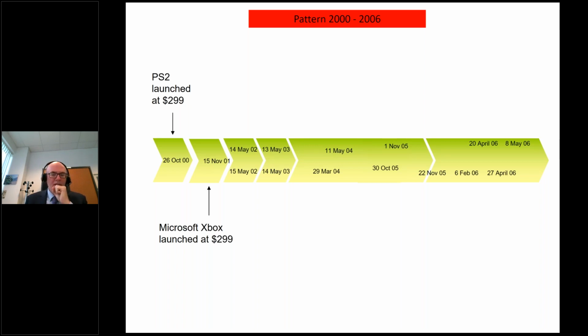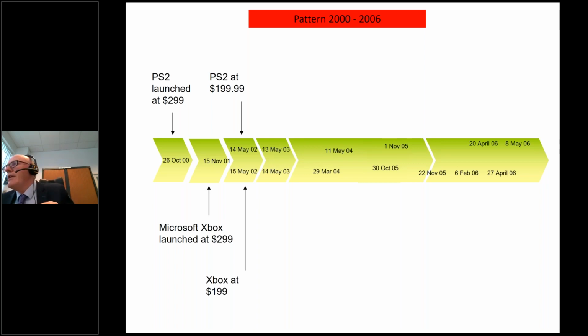Now, on the 14th of May 2000, Sony had an action. It was a price action, and their price action was to reduce the price from $299 to $199.99 US. Okay, the very next day, Microsoft responded with a reaction. Okay, and the reaction there was to basically cut price also, but to undercut to $199.